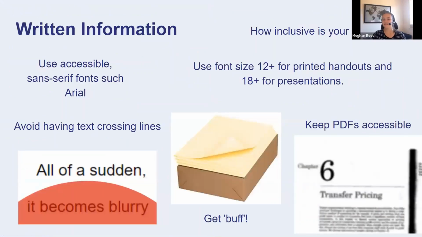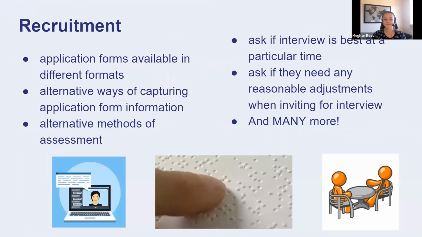For written information, it's really important to keep things nice and accessible. So we can think about how inclusive your own language is and using different colour papers to make things more accessible from the get-go, rather than having to make reactive changes in the future. Recruitment is also really important. By making recruitment really accessible, you can make sure that you are opening up your recruitment to the widest variety of candidates, making sure that you get the best person for the job. There are so many different inclusive recruitment strategies that you can use, and some of the examples are shown on the screen here.